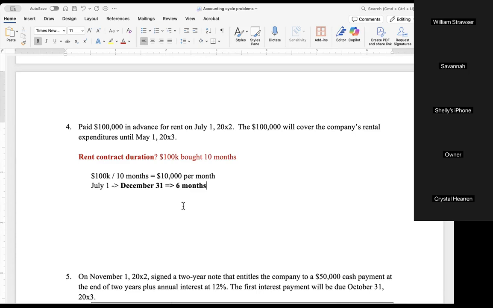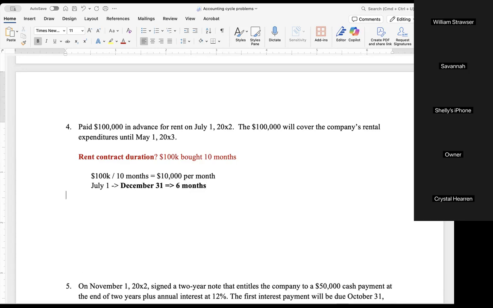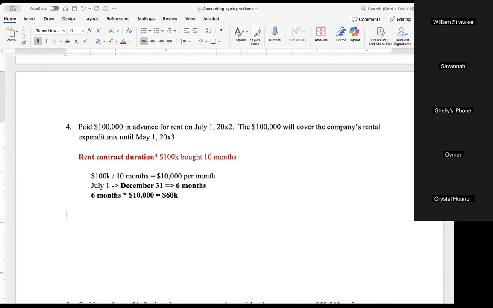Exactly. Because July 1st is exactly halfway through the year. Six months have passed, June has passed, and we have six months remaining. Or just count it out on your fingers, but make sure you start with July 1st: all of July, August, September, October, November, December. Good. So if we want to adjust for six months, we multiply that by 10,000, and we get 60,000. That's the amount we want to adjust for.